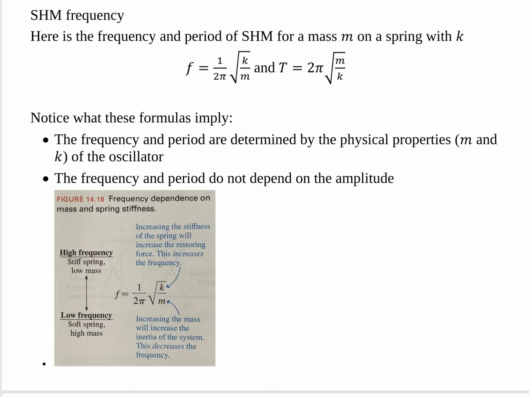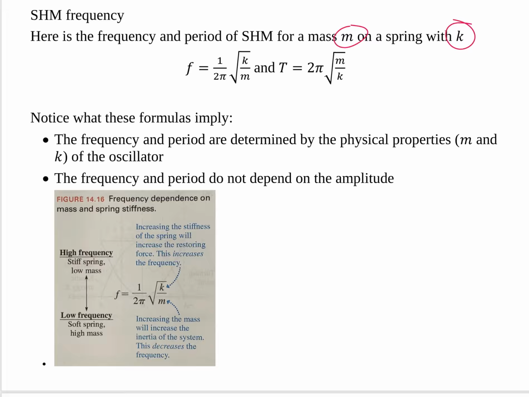Now, simple harmonic motion frequency. So I'm just going straight to it right here. This is the frequency and the period for simple harmonic motion for a mass M on a spring with spring constant K. Remember that period is the reciprocal of frequency. If you take a good look at this, you would see that they are just reciprocals of each other. The frequency is 1 over 2 pi square root K over M. The reciprocal becomes 2 pi over 1 square root M over K. Okay? So pretty straightforward there.